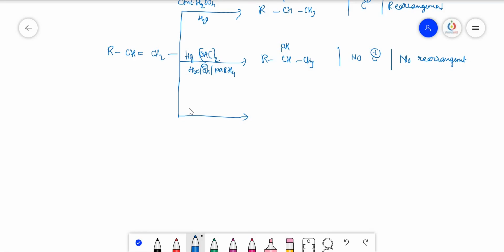Now let us take the diborane concepts: B2H6 or BH3 in the presence of the solvent THF, then H2O2, OH minus, and you will get the anti-Markovnikov product here. So this is the anti-Markovnikov product.